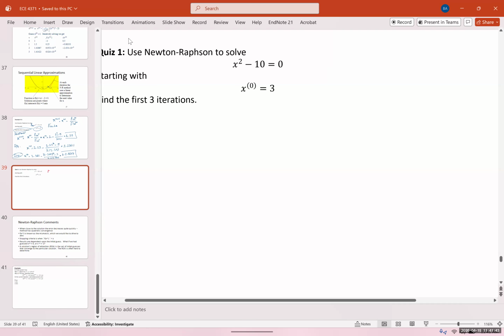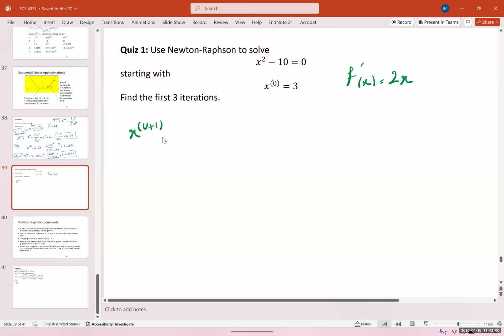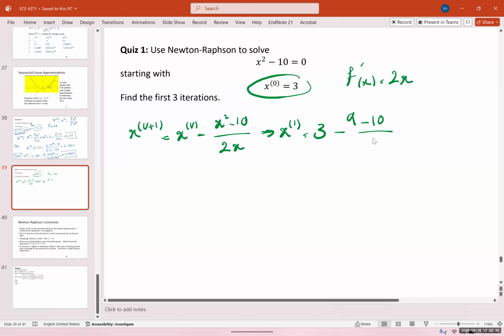So f prime, we do it with a different color. f prime of x is going to be again 2x. Now x_(v+1) is going to be x_v minus (x squared minus 10) over 2x. Now for x1, we have 3, because x0 is 3. So 3 minus (9 minus 10) over 6, which gives us 3.1667.